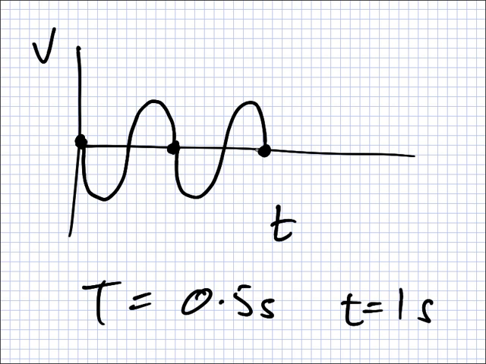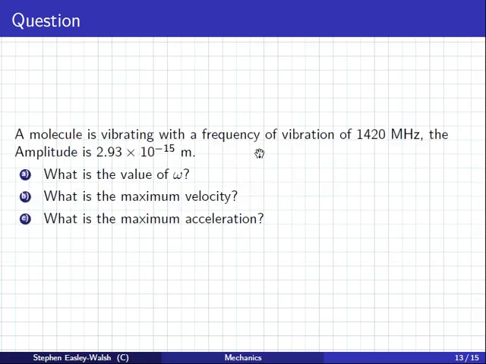Okay, can we do the next example? So I give you the frequency and the amplitude, and I want the omega. I want the maximum velocity and the maximum acceleration. Now, I'll let you try this for a minute before I give you the answer. Before you begin, please be careful. The frequency is not 1420, but it's 1420 mega. What power is mega? 10 to the 6. So, give it a try.